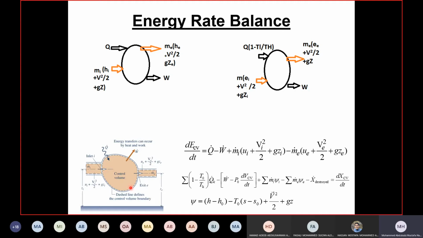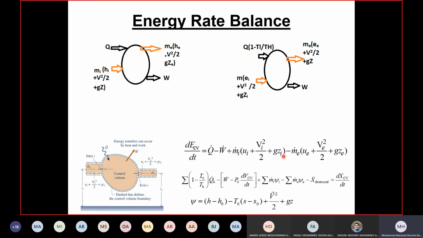Now I want to go to the exergy rate balance in the same manner. As I mentioned before, this is the view of energy and this is the view of exergy. We translate every term here: Q, when it comes to exergy, will be multiplied by 1 minus T_L over T_H. Enthalpy will be changed to the flow exergy, which is h minus h naught, and so on. So this is what we are going to do. Now we apply this to the system, and this is the energy balance, the energy conservation.